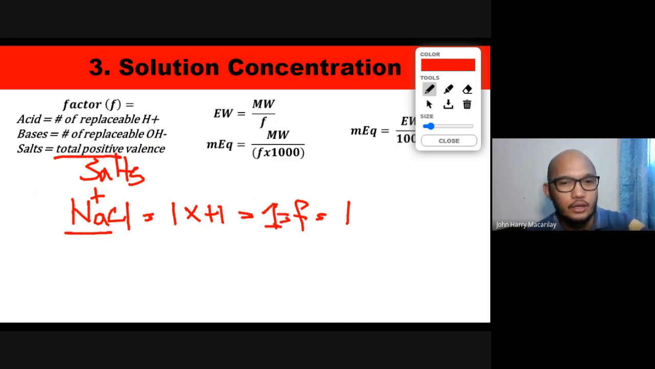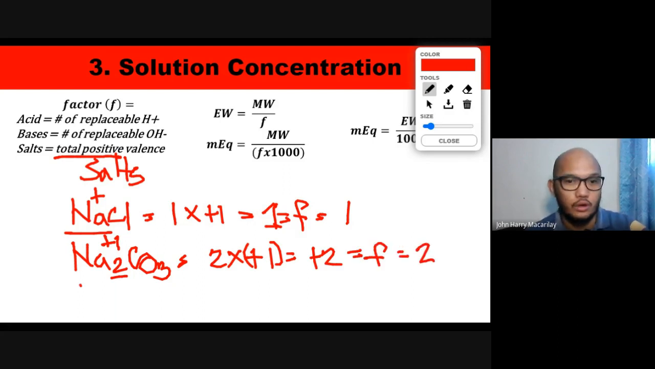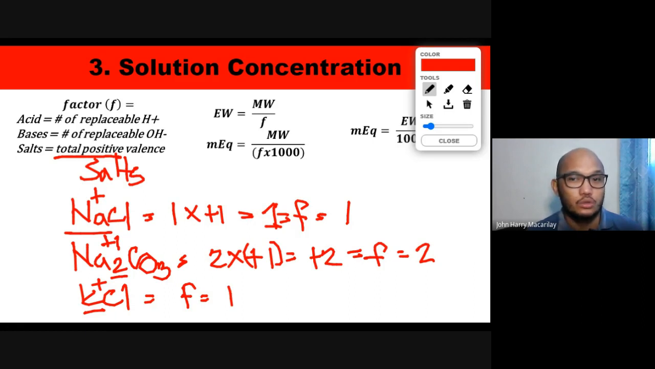What about sodium carbonate? So what is the valence of sodium? Positive 1. You have 2 atoms of sodium, so 2 times positive 1 is positive 2. So total positive valence is 2. So for potassium chloride, you have positive 1 for potassium, total valence will be 1. So its factor is also 1. Right? So that's for salt. You just have to consider the total positive valence of your salt.